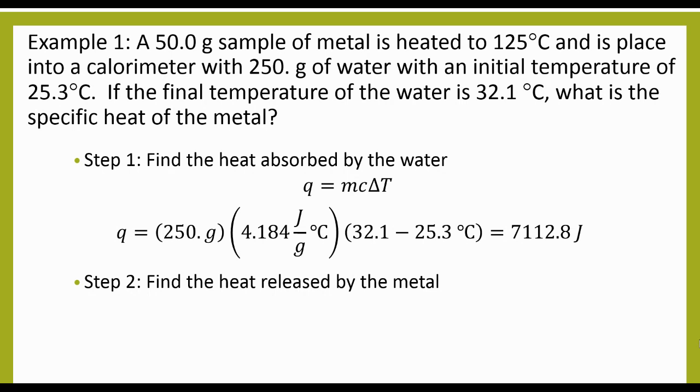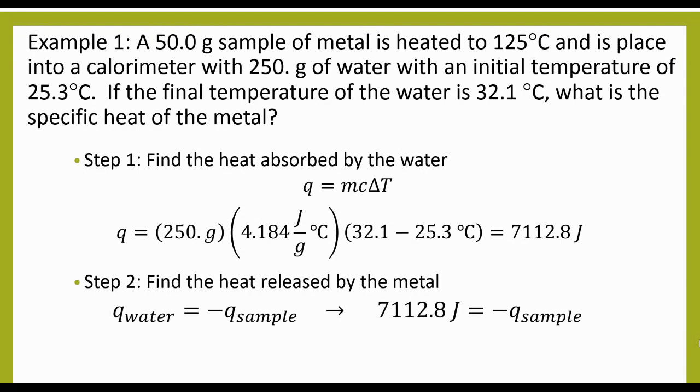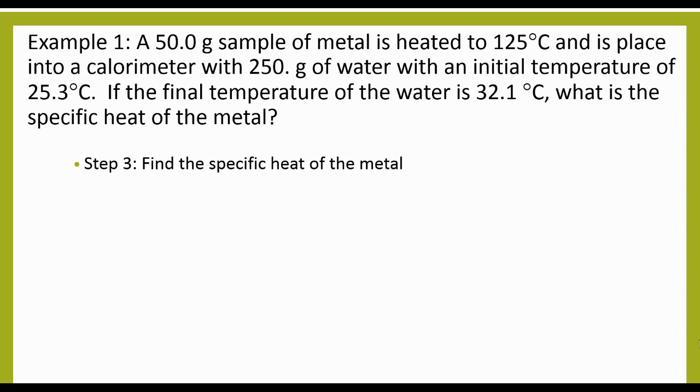If we go ahead and plug that all in, we end up with 7,112.8 joules. And I'm not going to worry about sig figs yet. I'm going to say that for my final step, so I'm just going to keep all of them. Now I need to find the heat released by the metal. Well, it's a pretty simple step. Basically, we take whatever value we got from step one and just put a negative sign in front of it. So we get negative 7,112.8 joules.